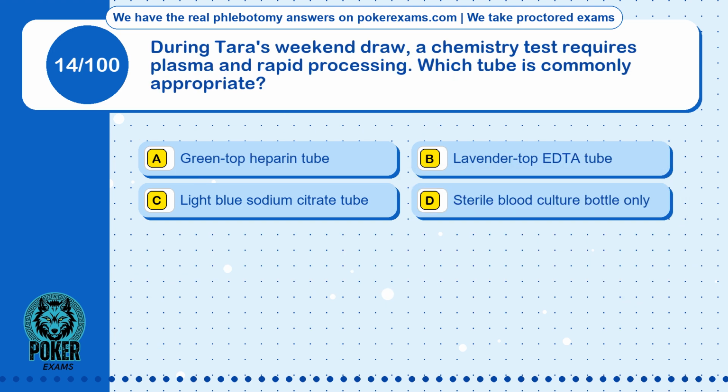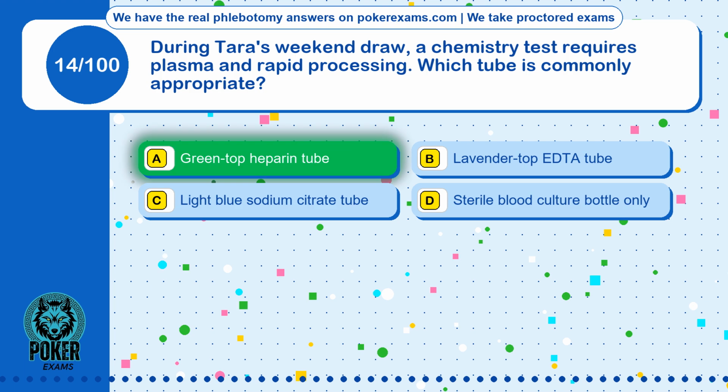Question 14. During Tara's weekend draw, a chemistry test requires plasma and rapid processing. Which tube is commonly appropriate? Option A, green top heparin tube. Option B, lavender top EDTA tube. Option C, light blue sodium citrate tube. Option D, sterile blood culture bottle only.